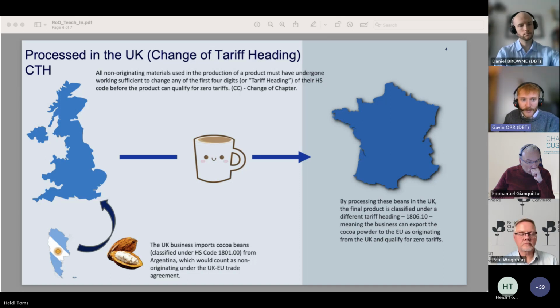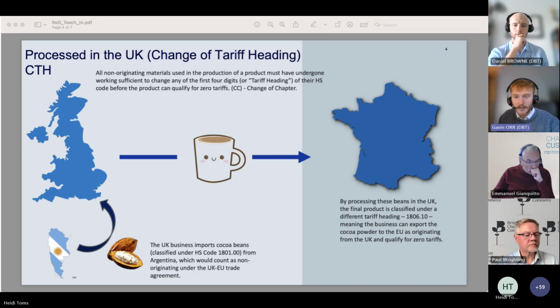The example that's used is a UK business that imports cocoa beans of HS code 1801. These cocoa beans are from Argentina. The business then processes the beans into cocoa powder, and the heading of cocoa powder is 1806. So that's a changed tariff heading. The beans have now been processed enough to meet that CTH rule under, in this case, the UK-EU TCA, and they can then, Bob's your uncle, be exported to France under the UK-EU TCA and be considered UK originating.